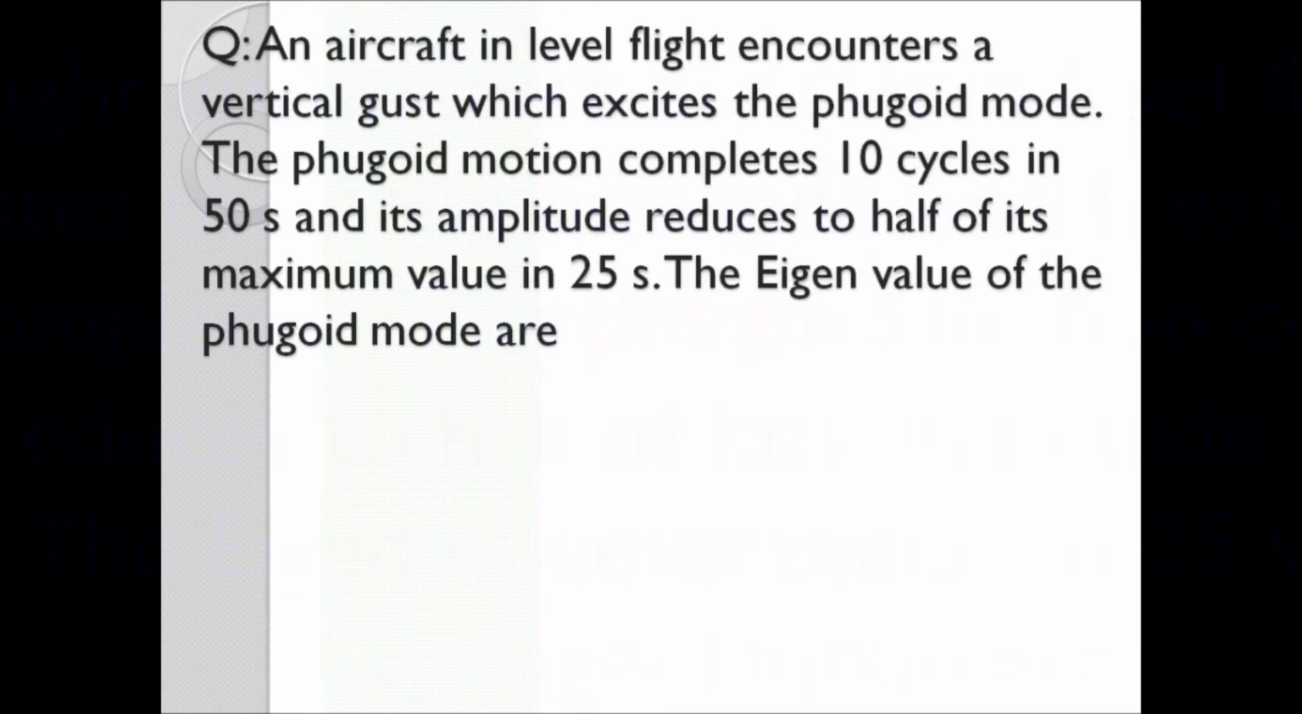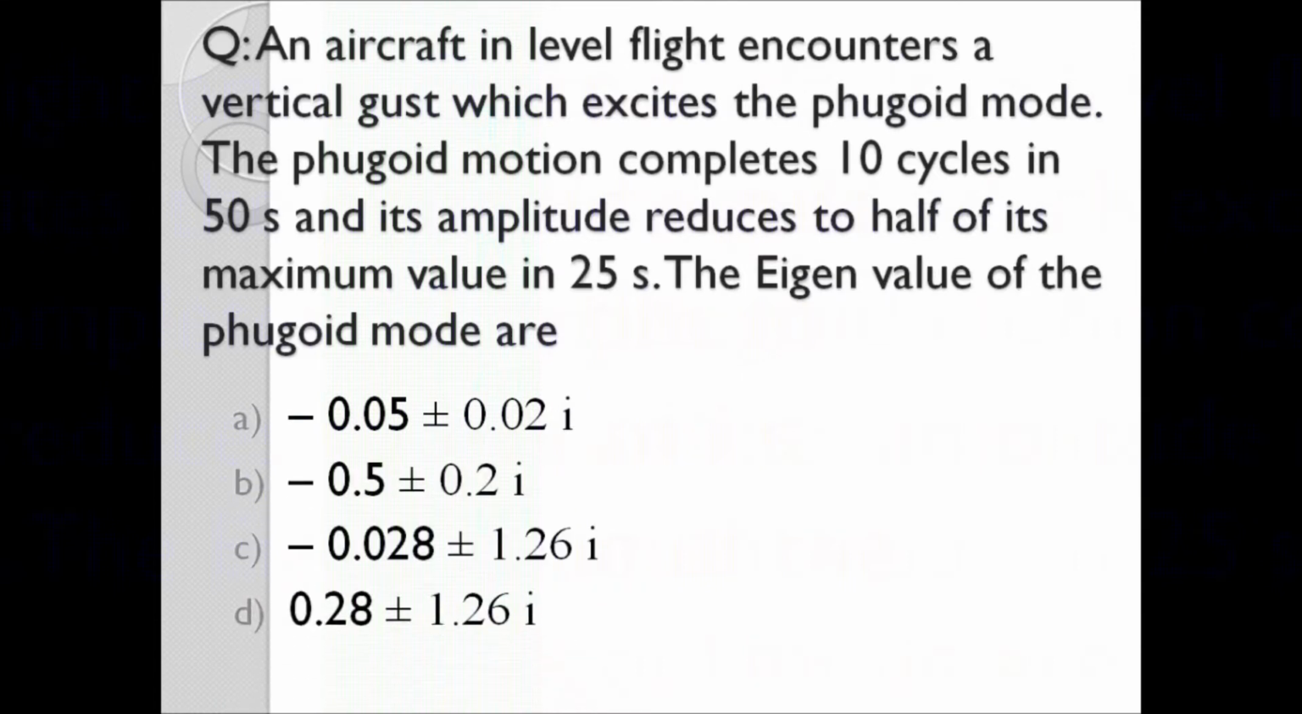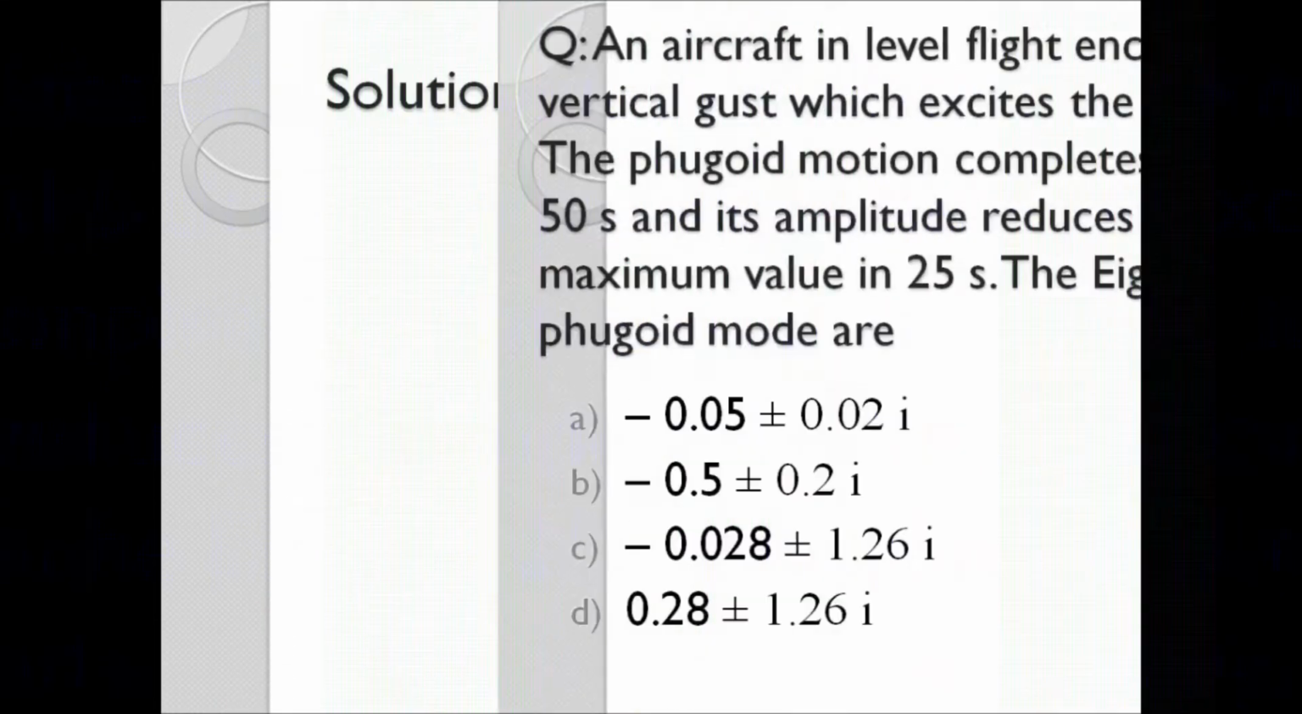Next question, an aircraft in level flight encounters a vertical gust which excites the Phugoid mode. The Phugoid motion completes 10 cycles in 50 seconds and amplitude reduces to half of its maximum value in 25 seconds. The eigenvalues of the Phugoid mode are. So these are the given options. Now let's look at the solution.